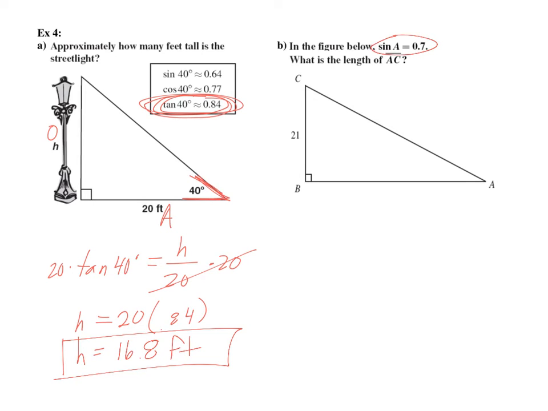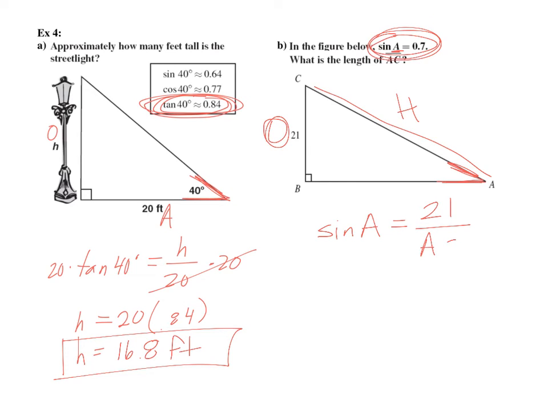All right, for part B, in the figure below, sine of A is equal to 0.7. What is the length of AC? AC is the hypotenuse of the triangle. They give me this piece of information here. This is key. I'm working with angle A. This is the side opposite of angle A, and I'm looking for the hypotenuse. So I'm going to be using sine. Sine of A is equal to 21 over the hypotenuse, which is AC.